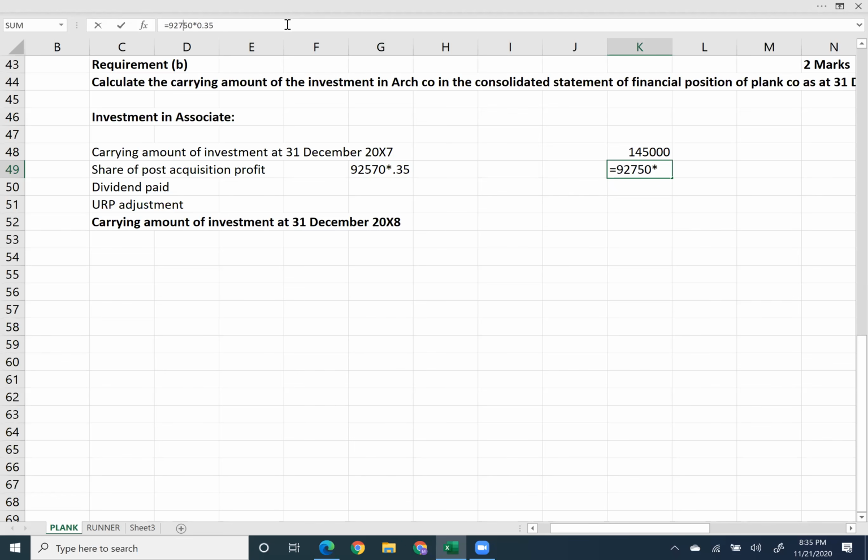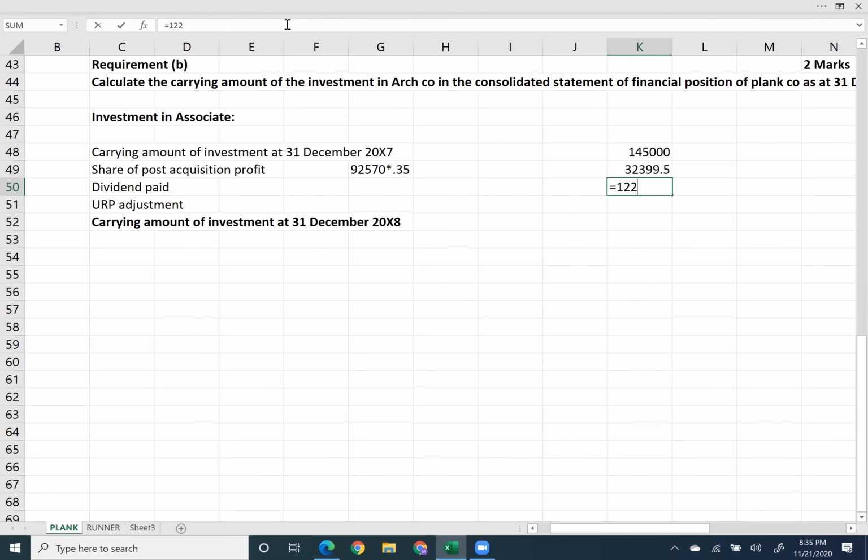Sorry, let me change. 92570. Not okay. Now, less dividend paid. There is no impairment in this question, so forget it. Dividend was, I think, 122. How much? 12250.